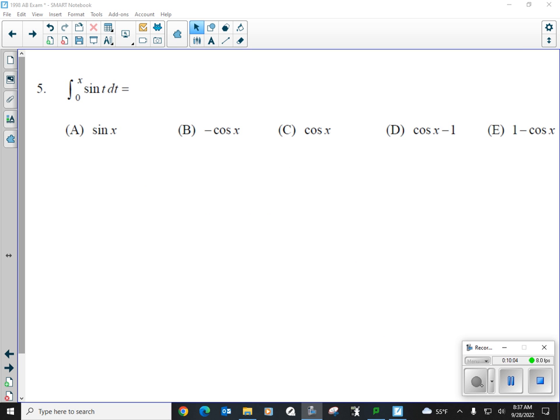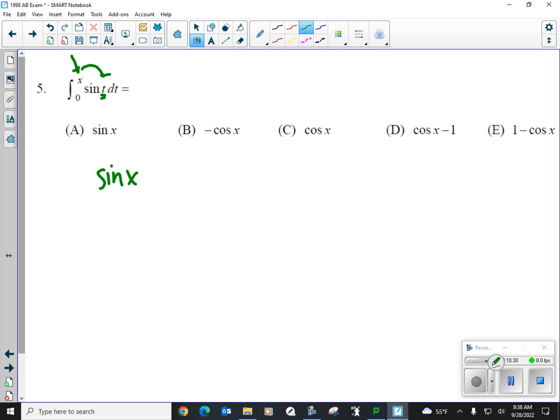Number 5, oh, another brilliant one, no word problem or anything. Integrate from 0 to x the sine of t dt. Oh boy, please, please resist the urge to do this. Oh, well, the x just goes in and that's just sine of x. Because my bound variable is different than the integration variable, and I know I'm supposed to just put that in.